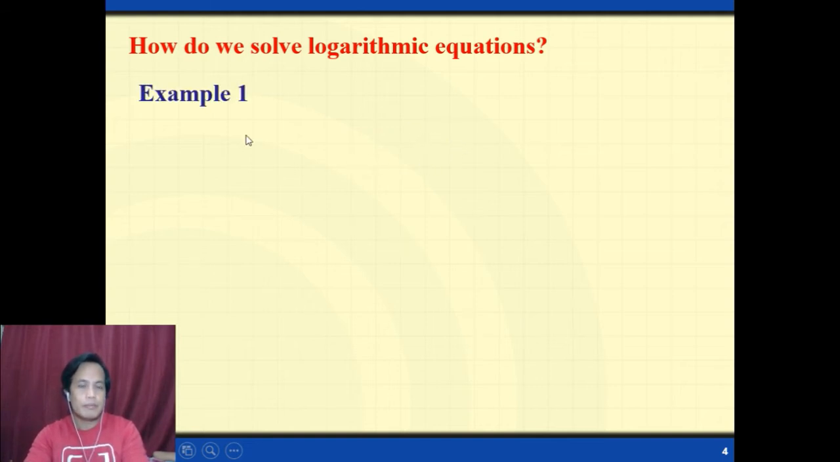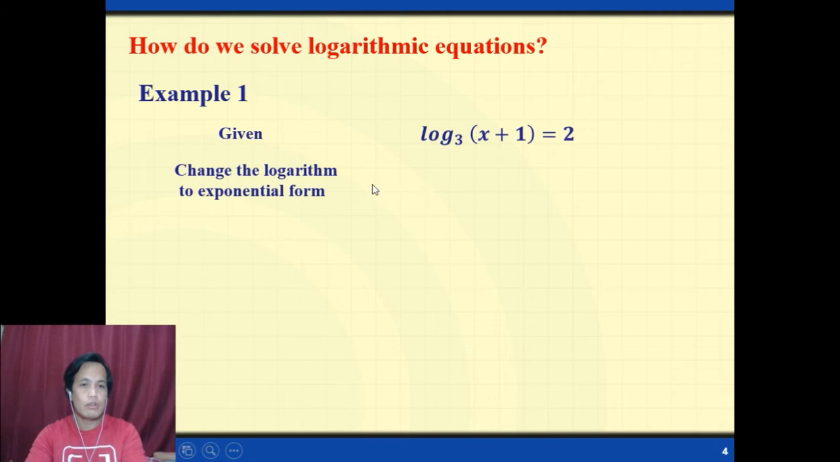For example, example 1, we will do this step by step. Given log of x plus 1 base 3 equals 2. Here we have the base 3, this is the exponent, and this is the power in exponential form. The first step is to write the given logarithmic equation as an exponential equation. Change the logarithm to exponential form.